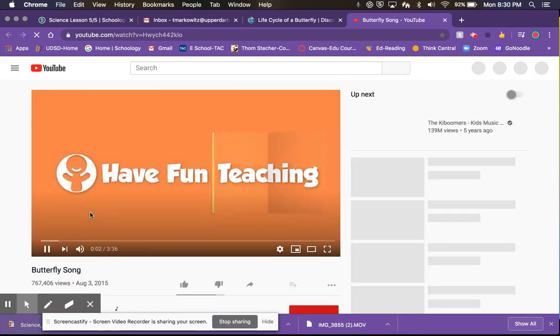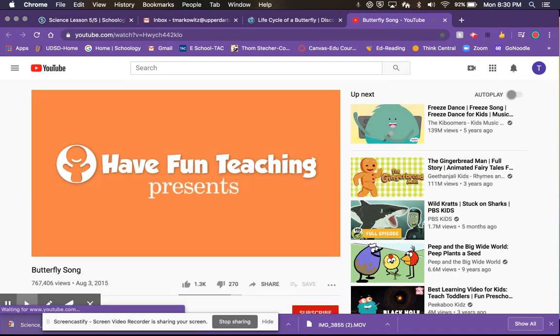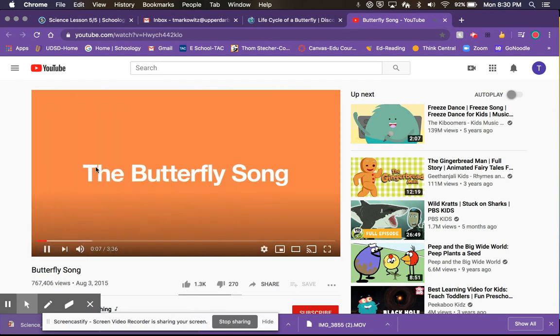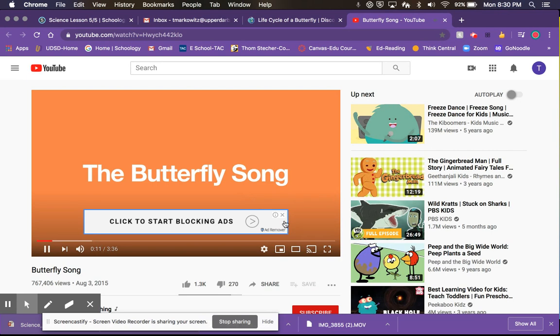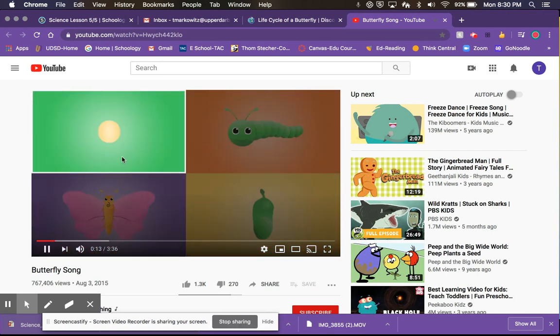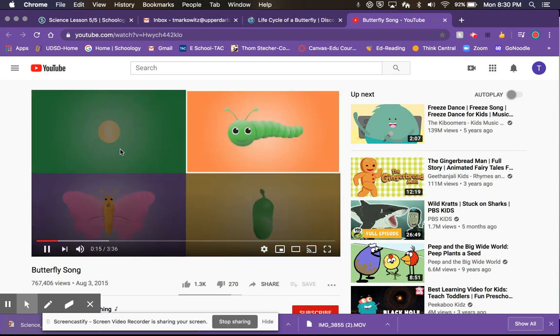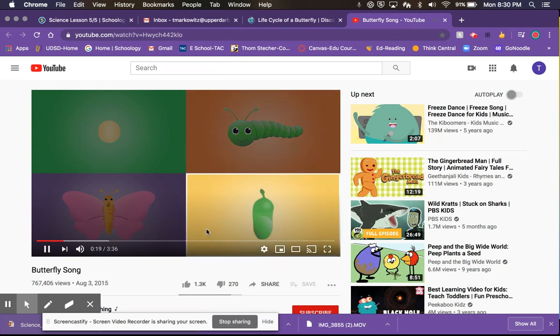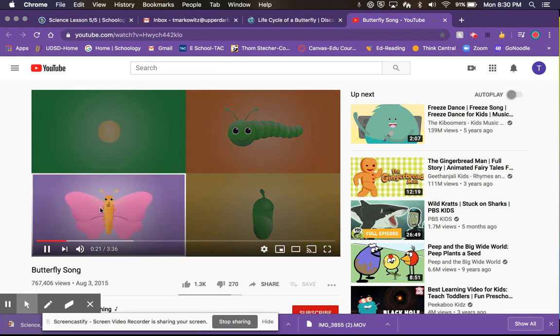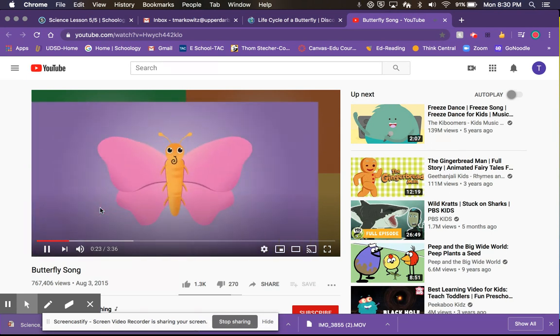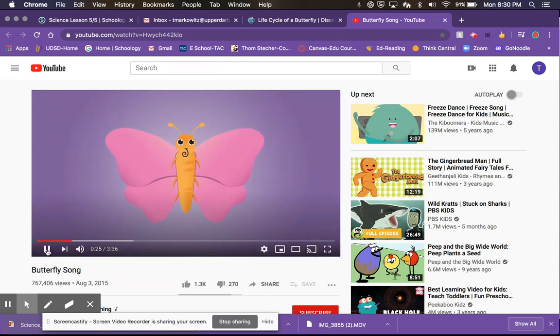The butterfly is the egg. The second stage is the caterpillar larva. The third stage is the chrysalis pupa. The fourth stage is a beautiful butterfly. The first stage of a butterfly is the egg. The second stage is the caterpillar larva. The third stage is a chrysalis pupa. The fourth stage is a beautiful butterfly. A butterfly has 3 main body parts.